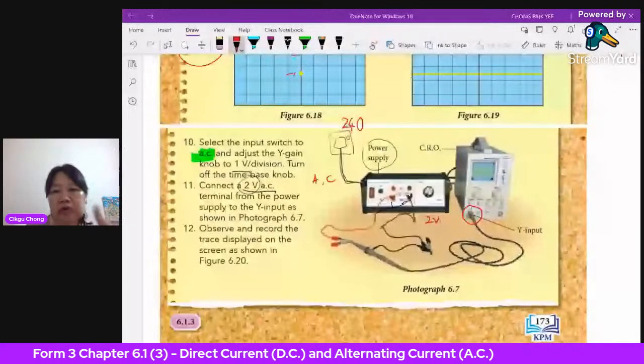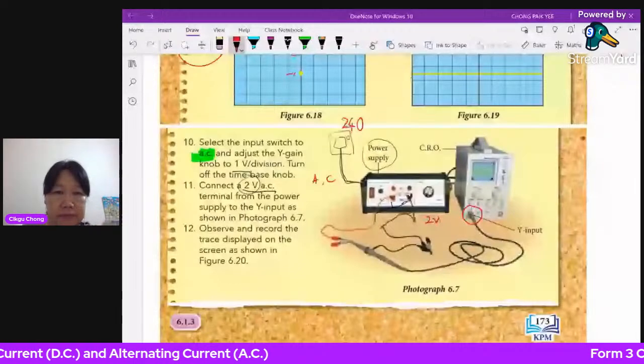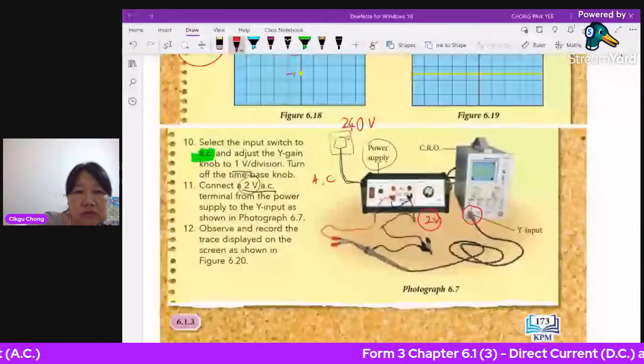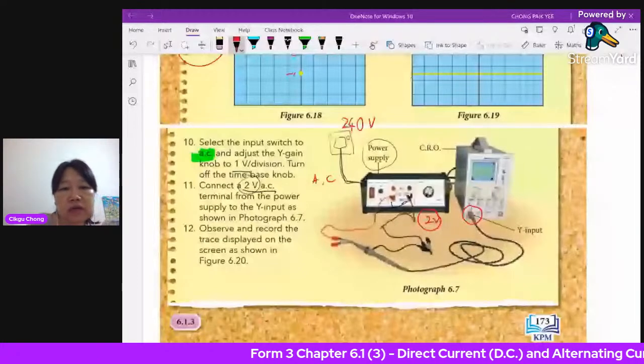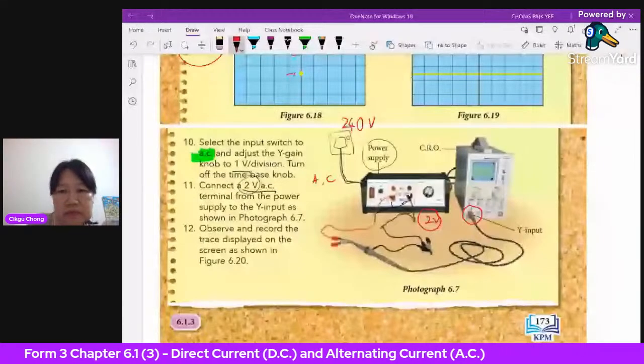Now we're going to put the 2 volts into our CRO and see the pattern. So you connect the 2 volts, and you're going to see 2 volts from the power output. This is AC, not from a battery, because a battery is DC.